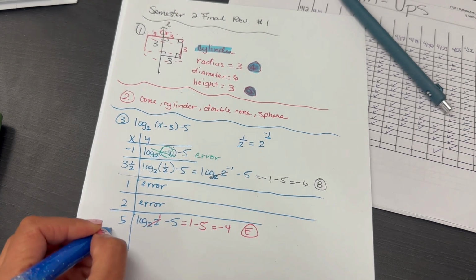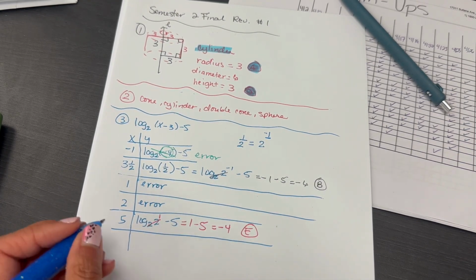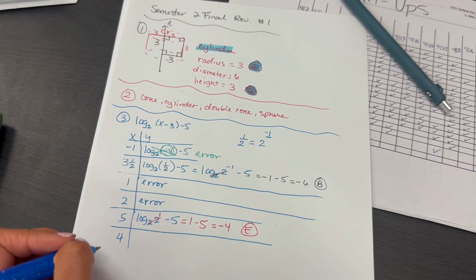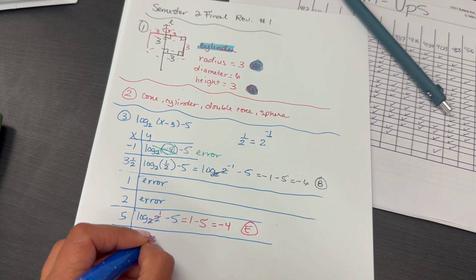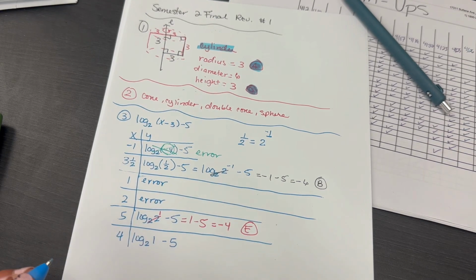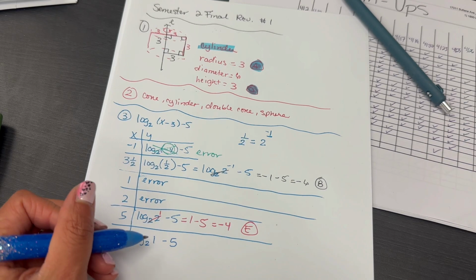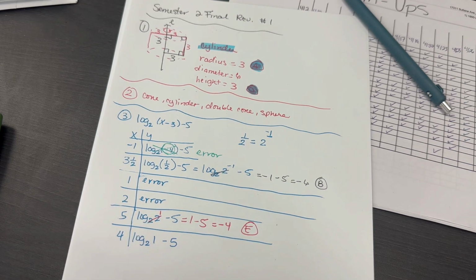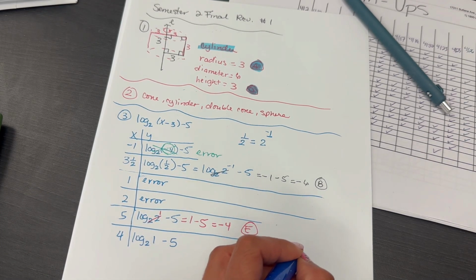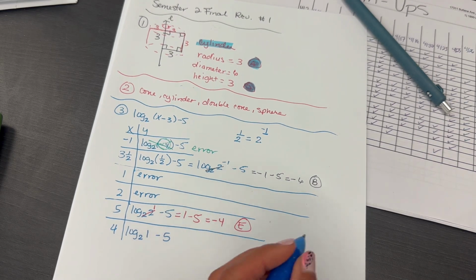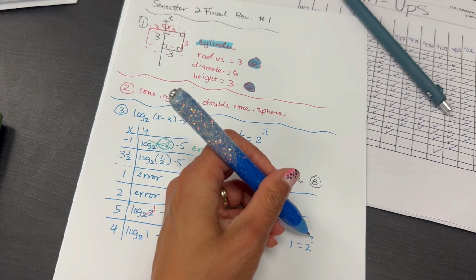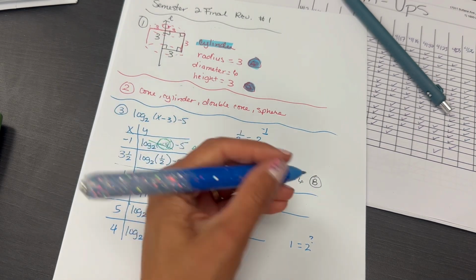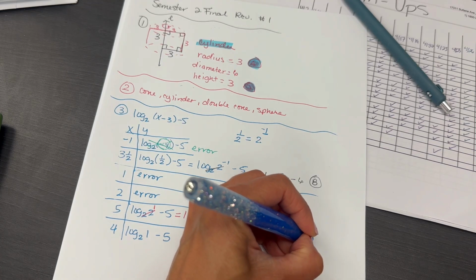And then the last one you need to try is a 4. Plug in a 4 for x. 4 minus 3 is a 1, so it's log base 2 of 1 minus 5. Remember, it's all about the base. I need this 1 to be a base 2. Well, 1 is the same as 2 to what power? What power automatically makes a number turn into a 1? Well, that exponent is a 0.